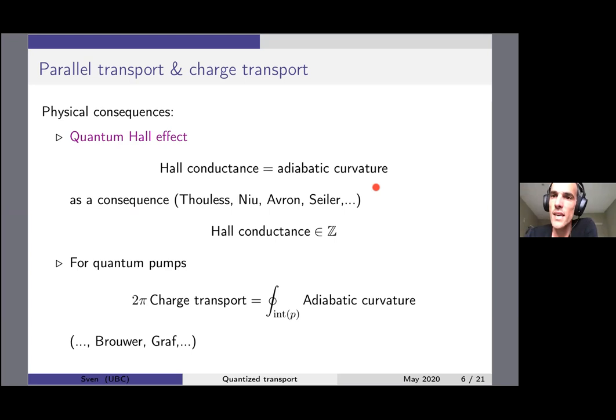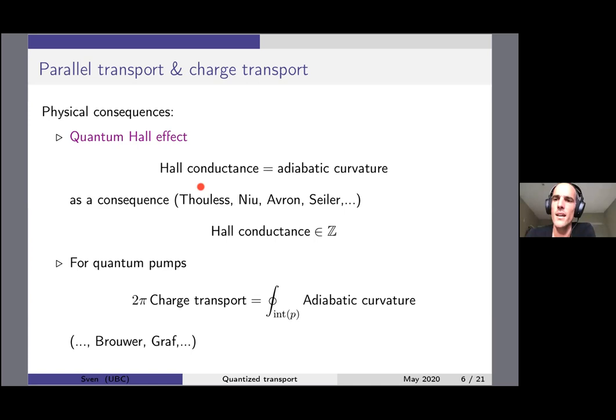And as a consequence of that, once you realize that this geometric object is also a physical object, this is work of Thouless originally, of Avron and Seiler, the Hall conductance is a quantized quantity. So it's an integer again in the right units. There are in fact various realizations of this, various uses of this geometric picture. More generally for quantum pumps, the charge transport over a cycle is the integral of the adiabatic curvature. So it's more of a winding number.